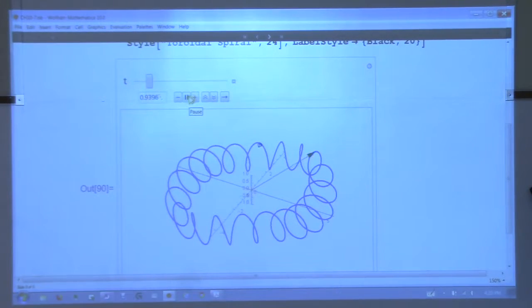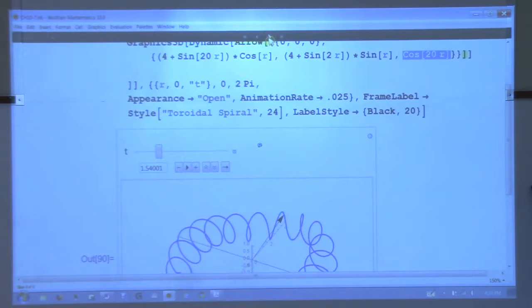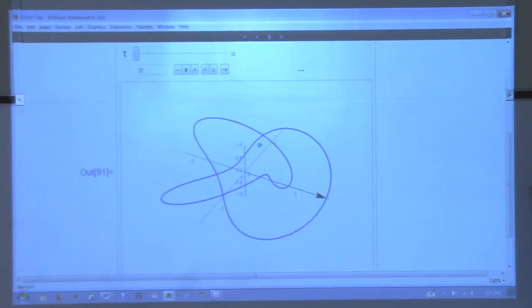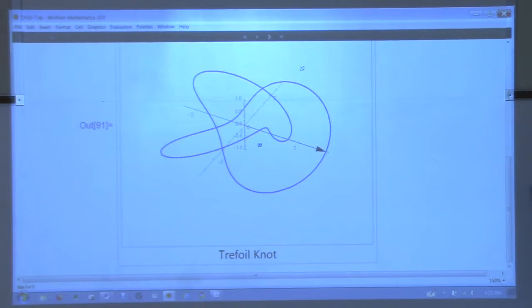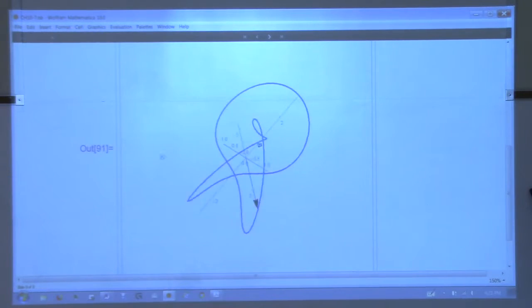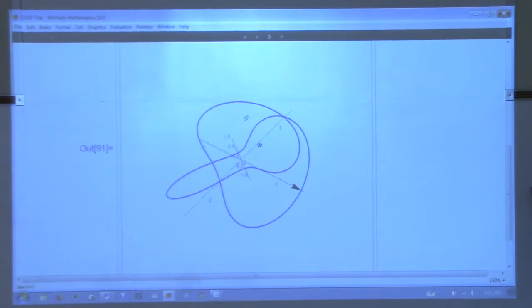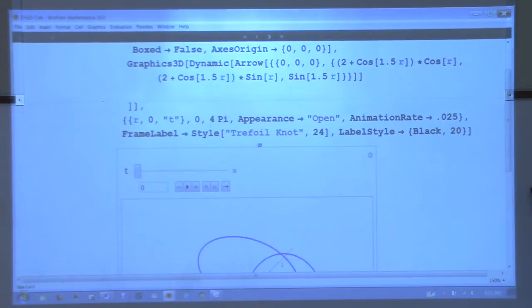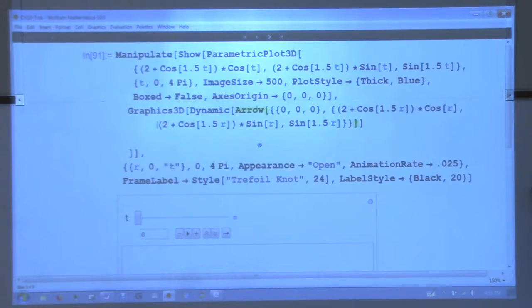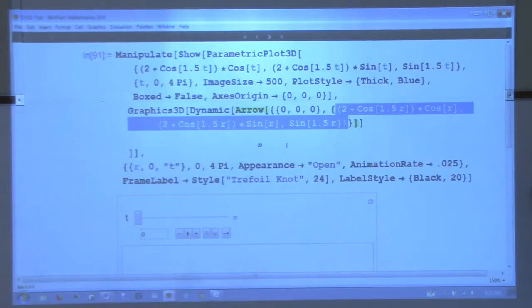This is just showing you how technology is useful to be able to graph things like this. Here's another one, a trefoil knot. This is a vector valued function that ties a knot into itself. So it goes into itself and ties a knot. It has its own vector valued function, and this is the vector valued function right there.